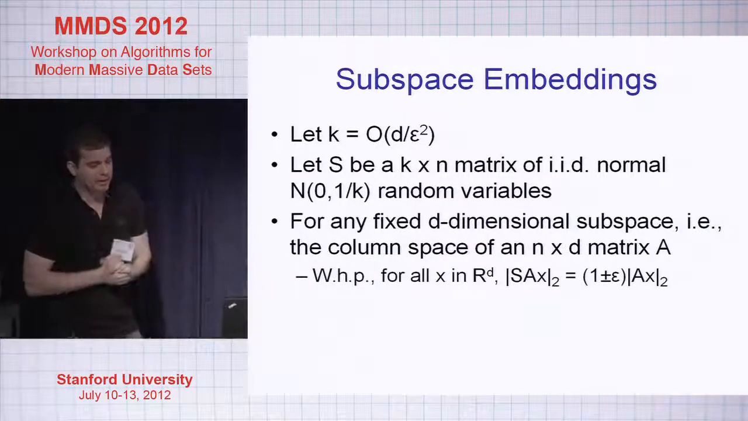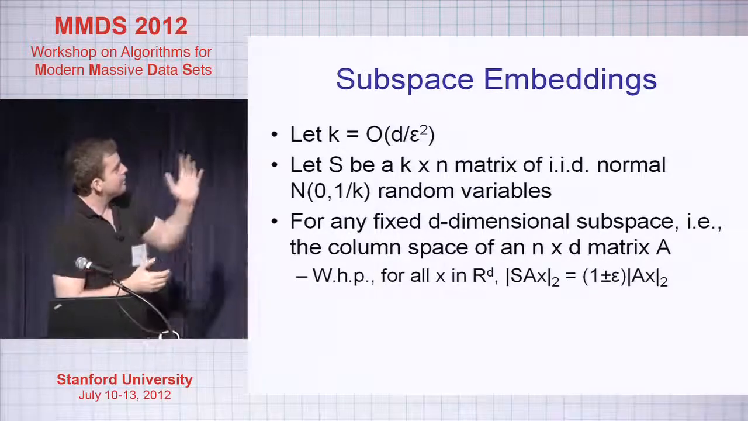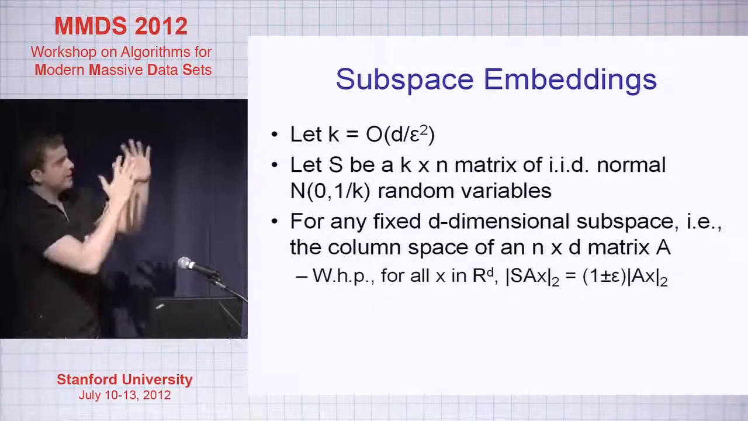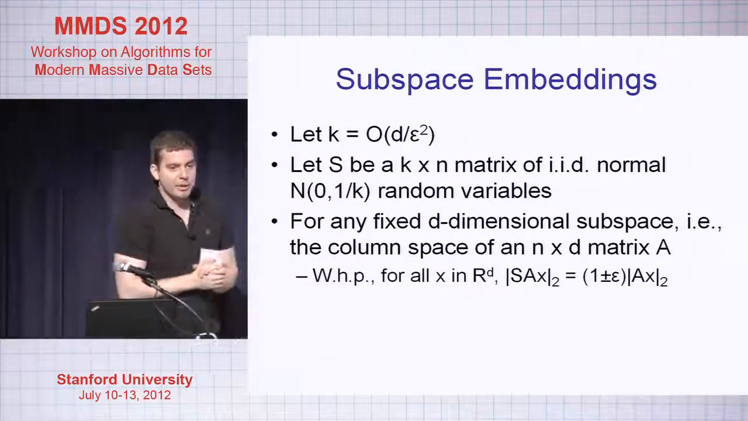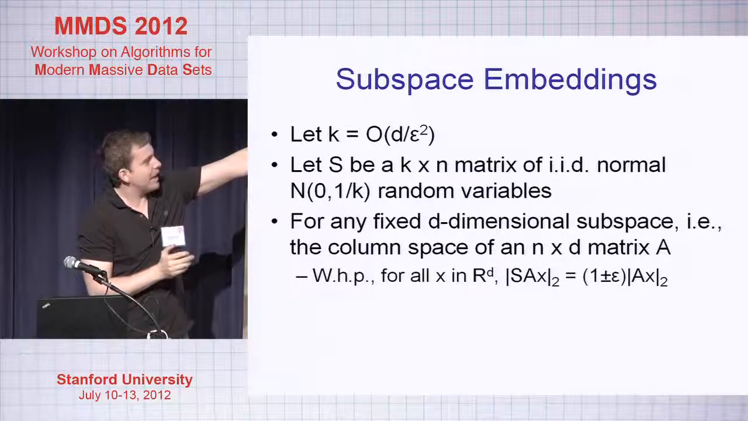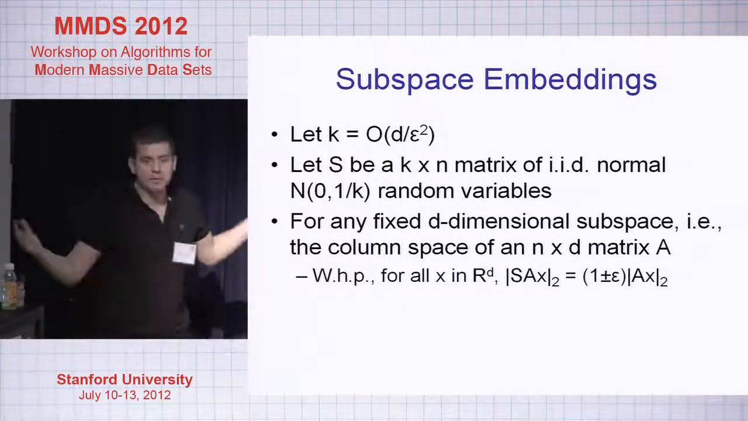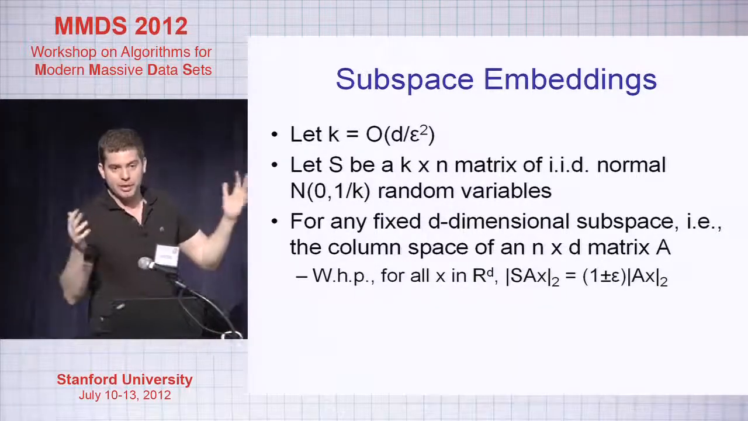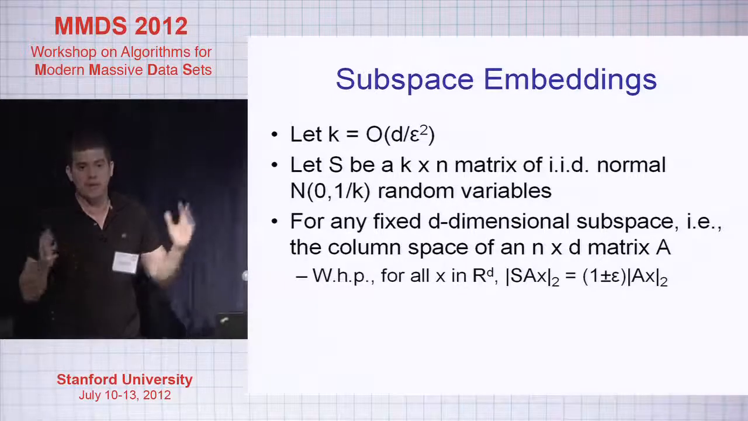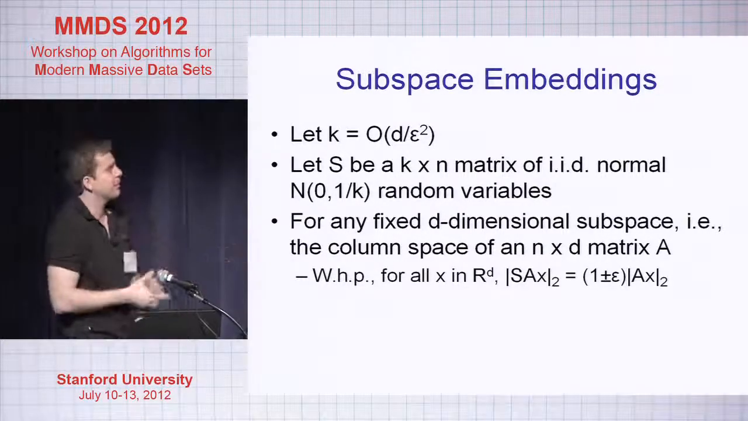Then actually the nice thing about this matrix S is for any fixed d-dimensional subspace, that is the column space of A, suppose I look at S times A times x. Then actually with high probability, for all vectors in the column space, the 2 norm of SAx is within 1 plus epsilon of the 2 norm of Ax. So it preserves the 2 norm of an infinite number of vectors, the whole column space.